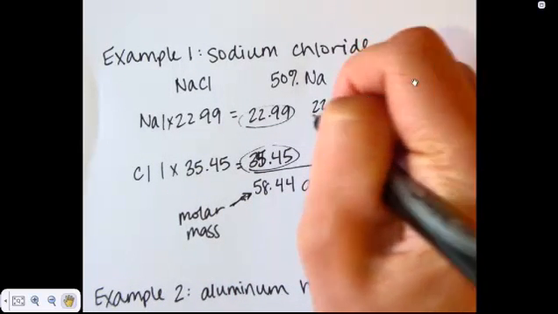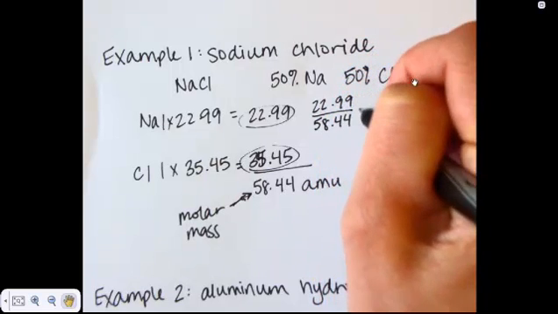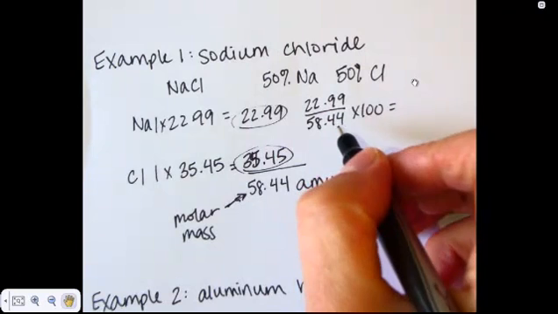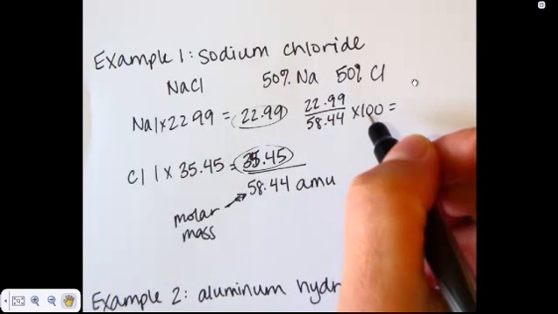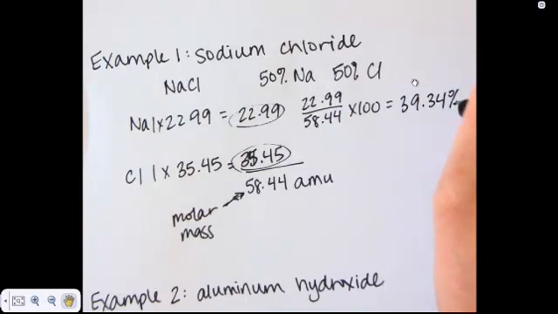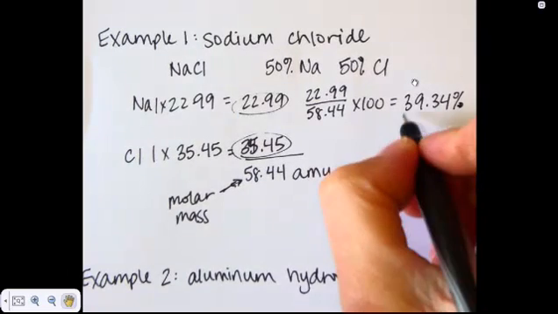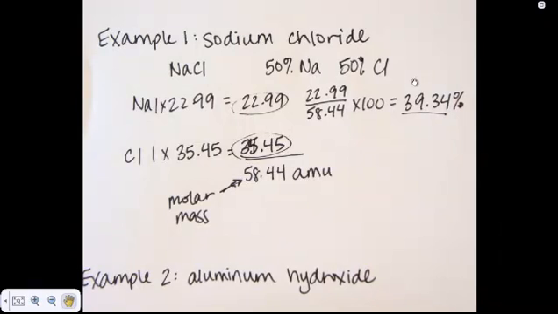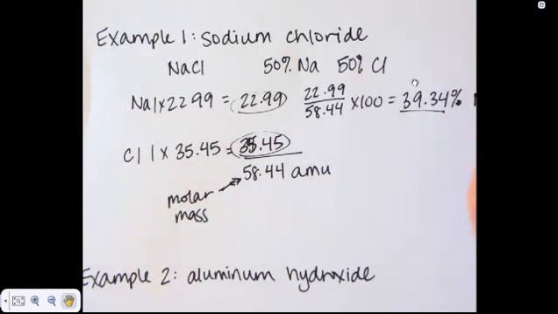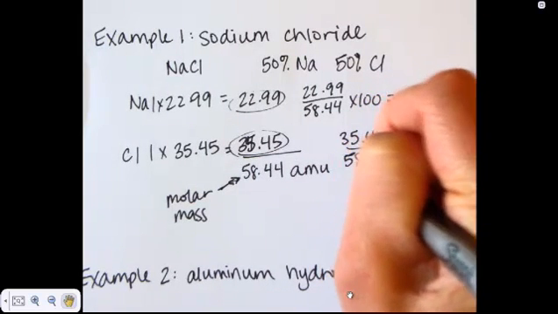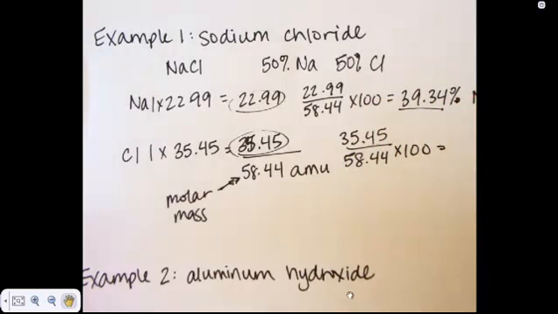So 22.99 divided by 58.44 times 100 because we want a percent. So we'll take 22.99 divided by 58.44 times 100, and I got 39.34%. And here, it's generally appropriate to use 4 significant figures, or 2 decimal places anyway, when we figure out percent composition. Same thing for chlorine. So this percent up here is for sodium. For chlorine, we have 35.45 divided by 58.44 times 100.